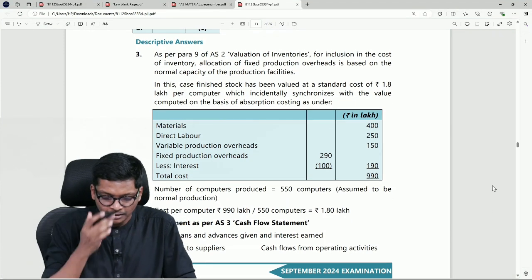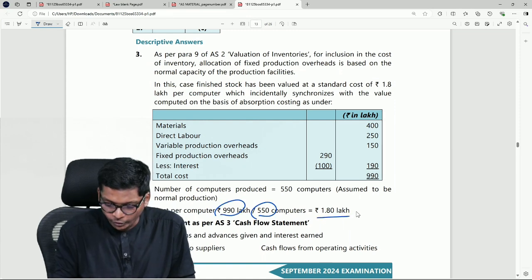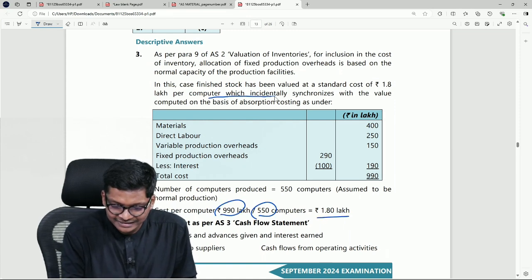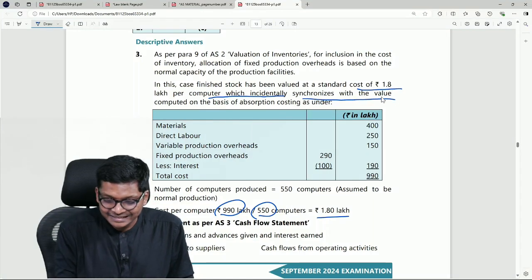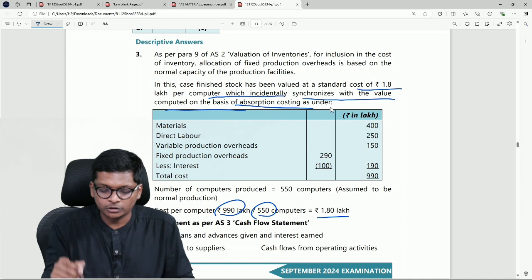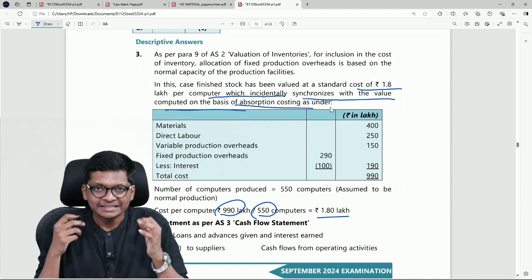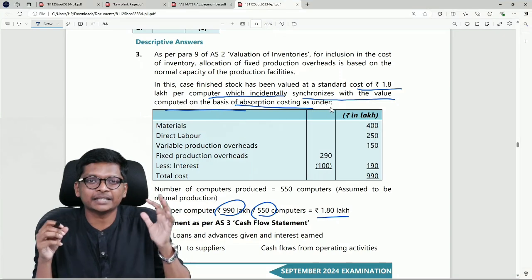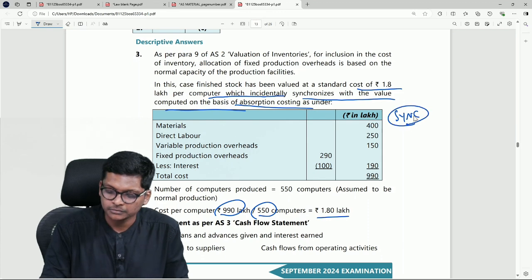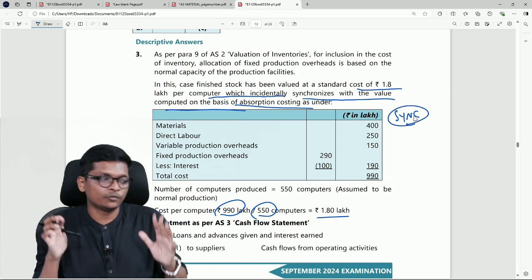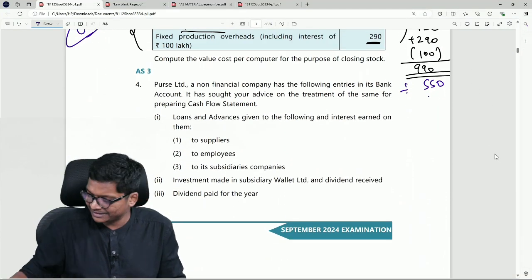Look at the answer. They got 990 by 550, which is 1.8 lakhs, and they are saying which incidentally the 1.8 lakhs which we got synchronizes with the value computed on absorption costing as under. Synchronizes means coincidence. They are trying to use fancy technical terms. If you can use them, use it, but don't use sync. No, synchronize fully if you can remember. That's it. Next question. Let's go to AS3.